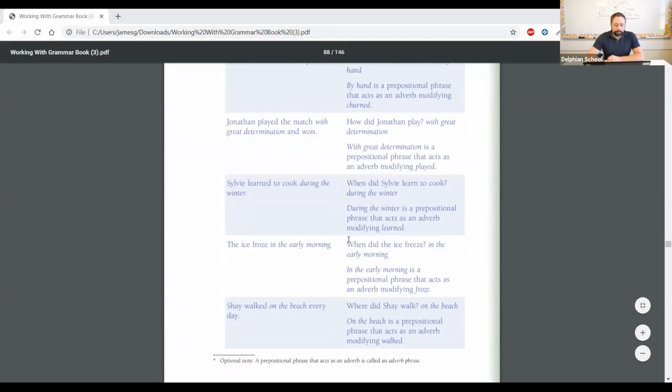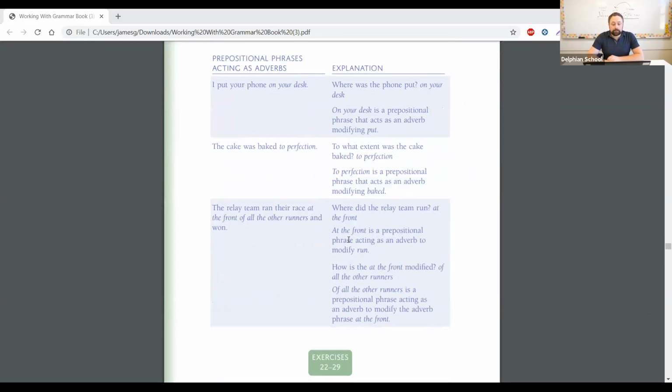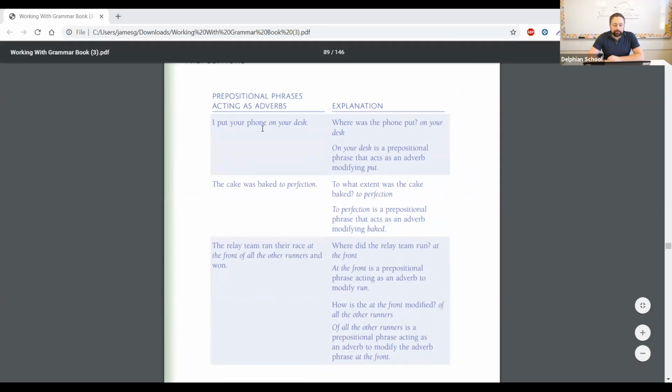Great. Okay, so let's move now to the next section. As we were saying, prepositional phrases can also act as adverbs. I put your phone on your desk. Where was the phone put? On your desk. On your desk is a prepositional phrase that acts as an adverb modifying put.